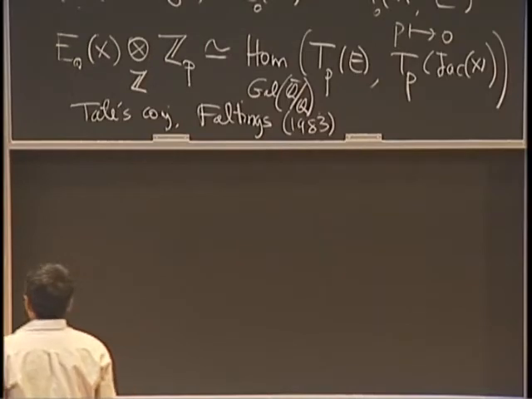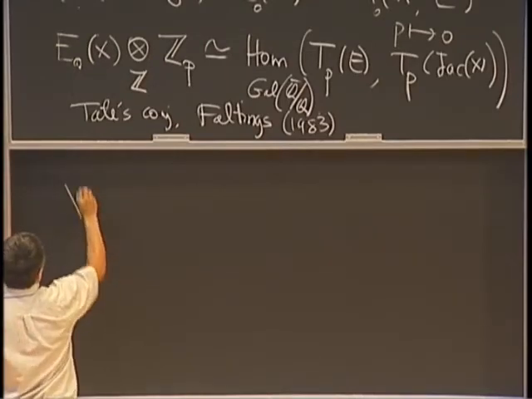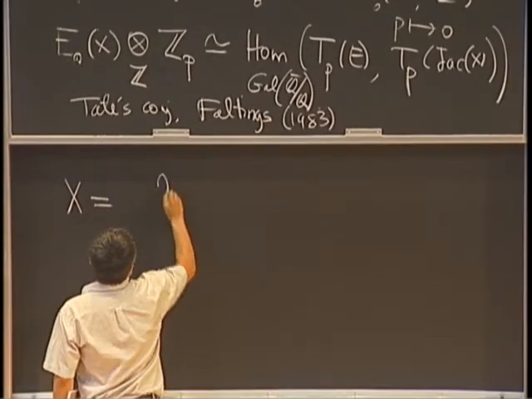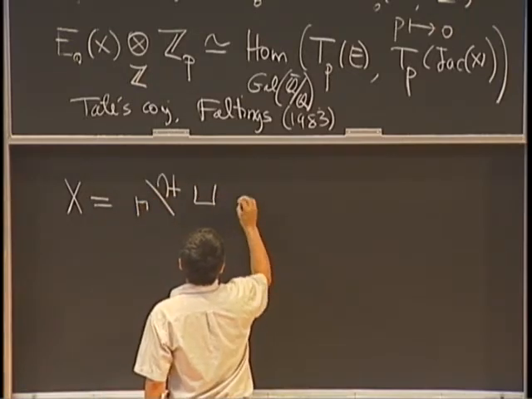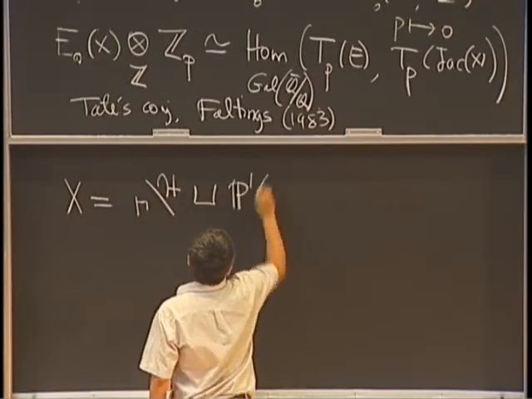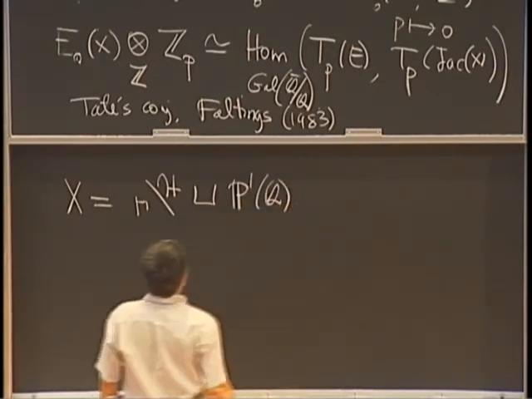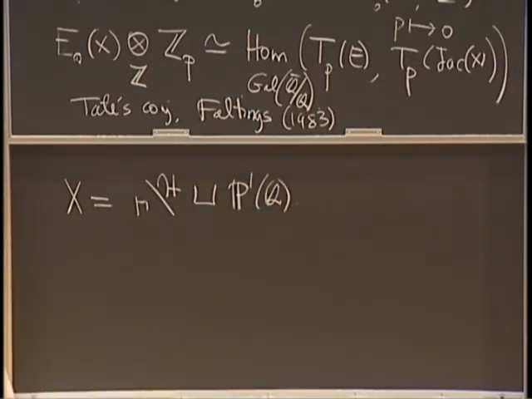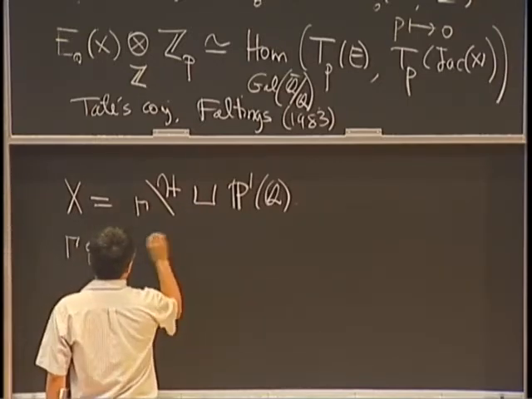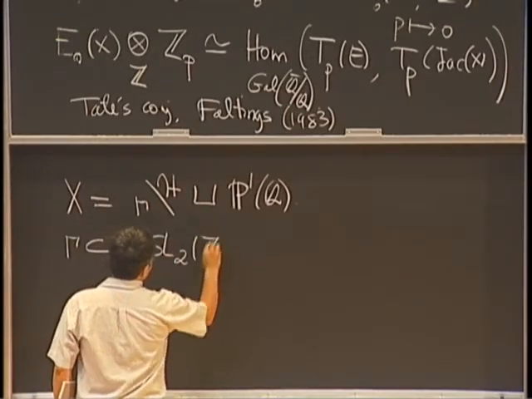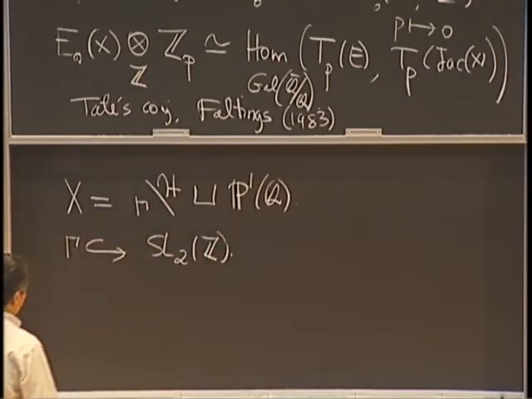Okay, so now we want to specialize X to be a modular curve, a quotient of P1 over Q. So this gamma is in SL2(Z), something called a congruence subgroup.